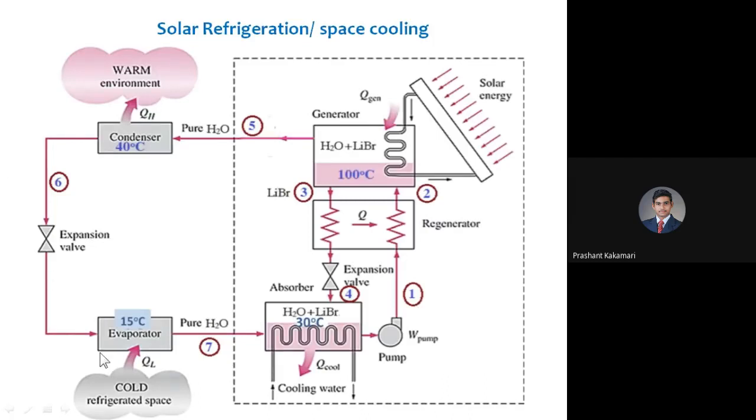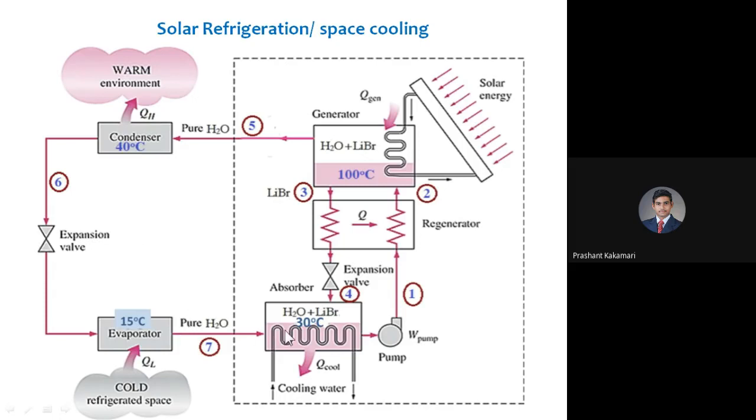Now coming to the working of this. In the evaporator, the heat is extracted by the water in liquid form. After extracting the heat, which may be up to 50 degrees centigrade in the given cooling space, the water may be just hot water, not in vapor state. After extracting the heat, that liquid water goes to the absorber.